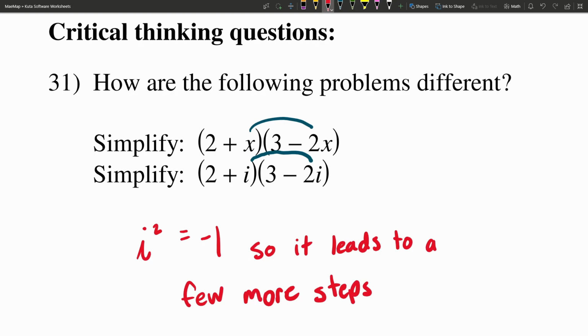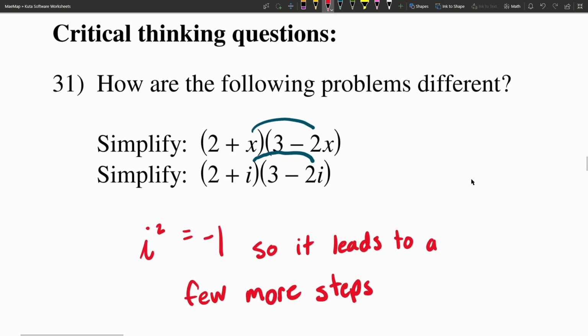Because then once we calculate that negative 1, that becomes a real number, which we can then combine with any other real number and continue to simplify. So that's how these two problems are different for number 31. Let's move on to 32.